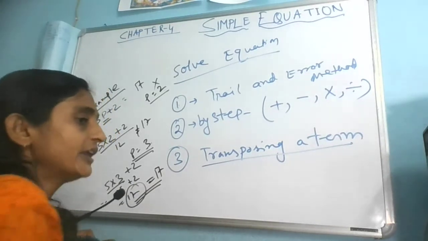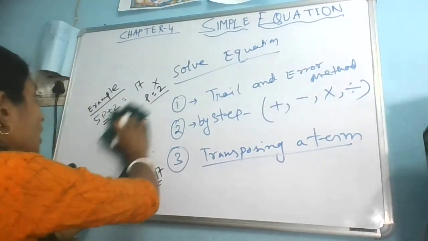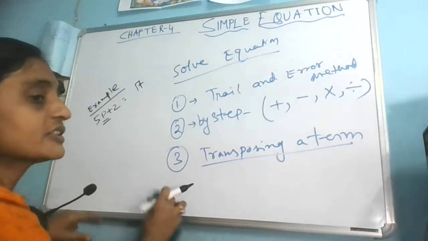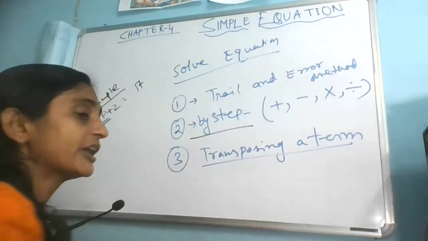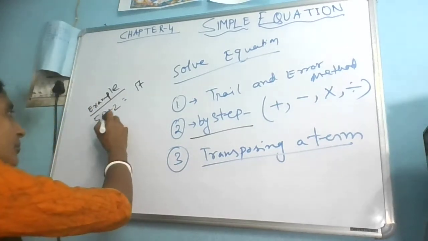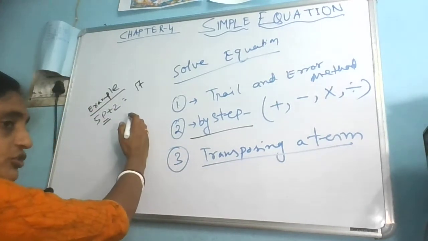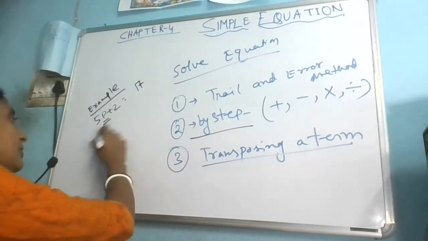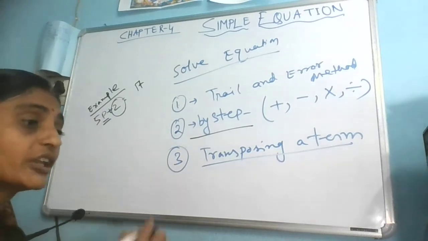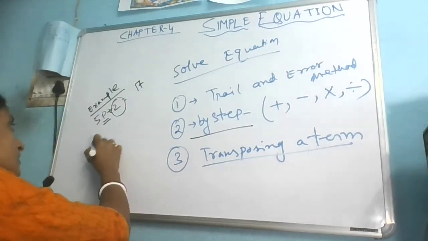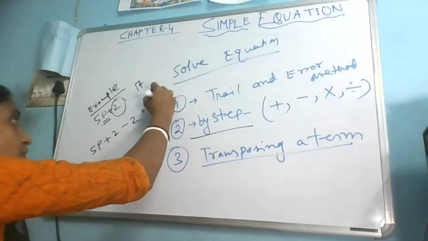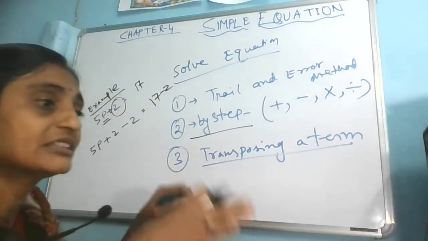Let's come to another example. Let's take the same example. I want to solve this with the second method, by adding, subtracting, multiplying, or dividing. Let's say my equation is 5p plus 2. In the first step I want to eliminate that plus 2. So what will I do here? I will subtract 2. On the right hand side also I have to subtract because I am balancing two parts.